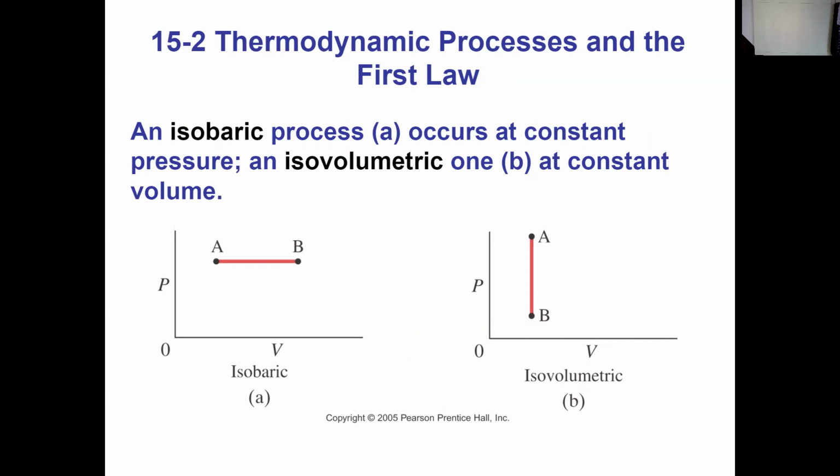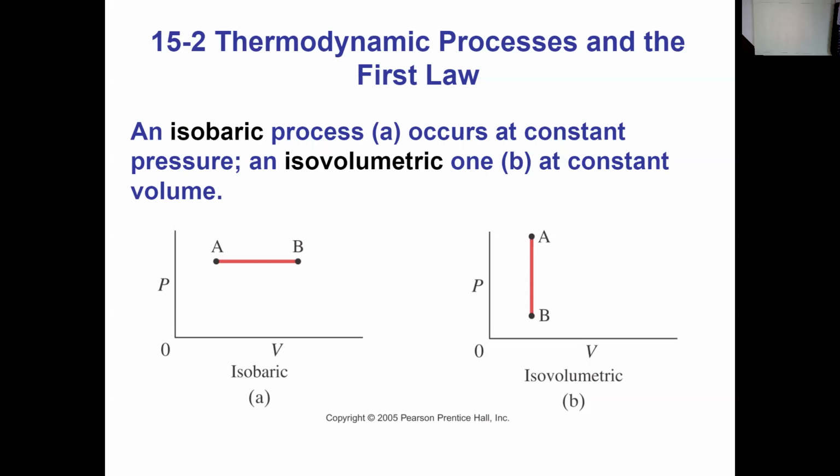And then two more important processes that simplify the first law. One is isobaric. And so in this case, work done is the area under the curve. But if the pressure doesn't change, then that area is the area of a rectangle. So the work done would be equal to the pressure times the change in volume.